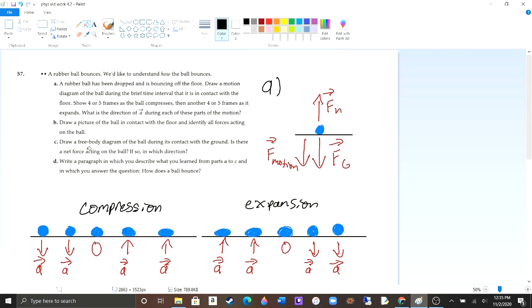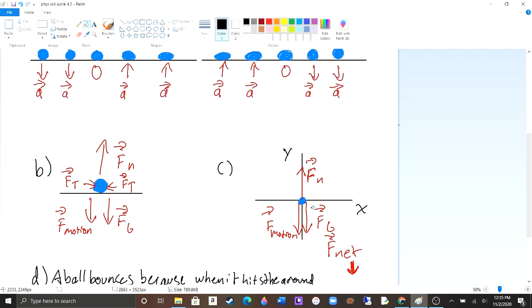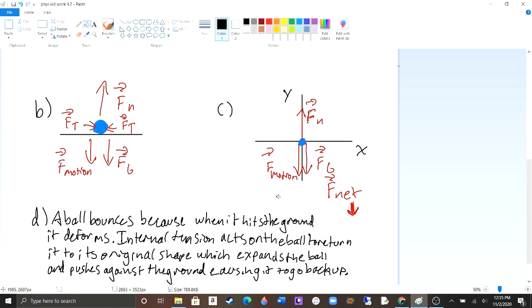So for part C, we have to draw a free body diagram of the same instant. So the 3 forces, just like in part A, we have our inertia, gravity, and our normal force. And because gravity and our normal force are equal, our force of motion makes it so that the net force is going down.